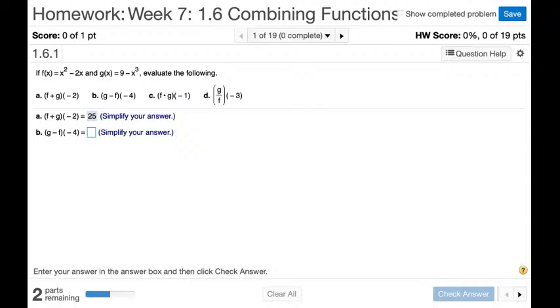Okay. So this is 1/6. This is question number 2. We got this f of x, x squared minus 2x, g of x is 9 minus x cubed. This is part B. It asks us to do g minus f of -4.